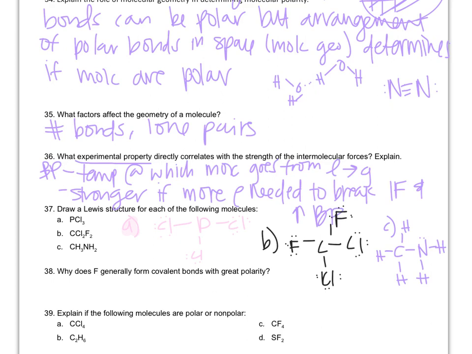Number 38 says, why does fluorine generally form covalent bonds with great polarity? Because it has the greatest electronegativity and the greatest attraction for electrons. So meaning it wants all of the electrons. So all those electrons are going to go towards that pole that fluorine has.